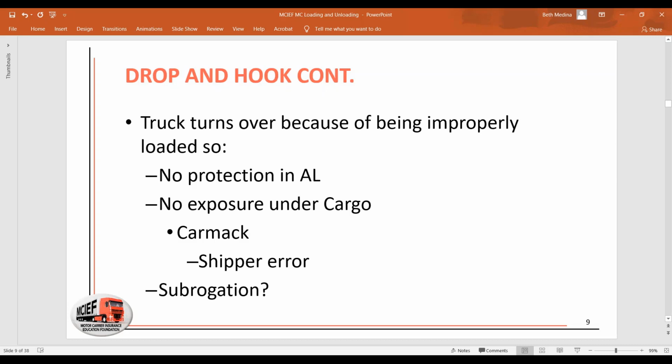There's also no exposure under the cargo, because the Carmack Amendment would say that's shipper error, meaning the shipper did not properly load it. In fact, we would have an opportunity here to subrogate back against the insured for the damage to our tractor trailer, and try to recover any cost of defense and things like that. Now, I grant you that determining what caused it cannot be done early on. So this is going to take a lot of investigation.